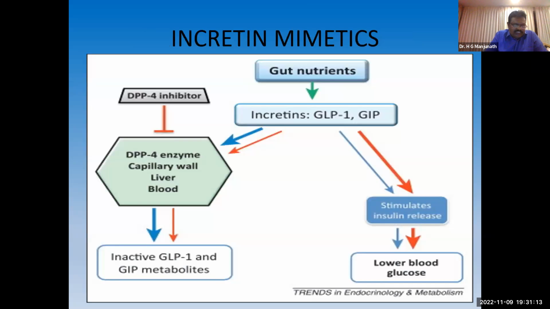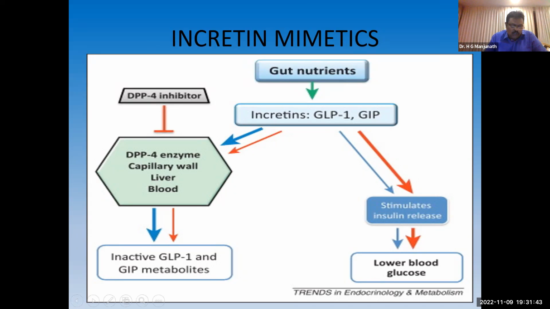The last group of injectable analogs are incretin mimetics. I'm going to talk about these incretin mimetics in detail when we go to the oral hypoglycemic agents. Just what are these incretins? Incretins are a group of metabolic hormones that are secreted from the gastrointestinal tract in response to food ingestion, and their function is to stimulate the pancreas to produce more insulin. The two primary incretins are GLP-1 and GIP.